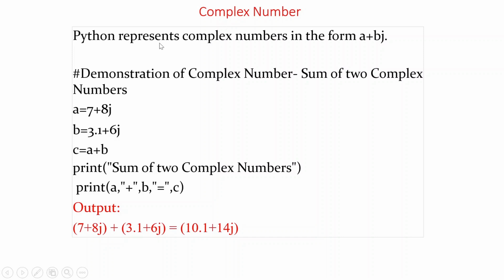See the complex number. Python represents a complex number in the form a plus bj. So this is again a demonstration of a complex number, the sum of two complex numbers. We are going to take two numbers here: a is equal to 7 plus 8j, b is equal to 3.1 plus 6j, and we can perform the simple addition of the two complex numbers. You will get the output here. See, it is in the form of a complex number only. So there is no need to assign the j and integer values separately. You will directly get the addition of complex numbers by using Python.